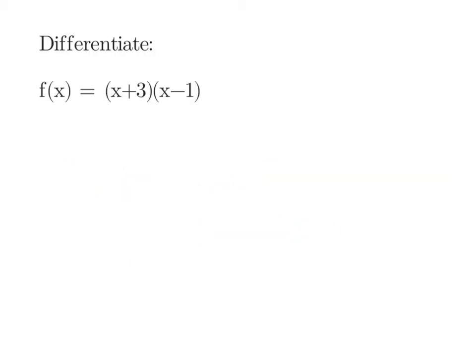So let's practice using it. We want to differentiate f of x equals x plus 3 times x minus 1. Now, obviously, we wouldn't use the product rule to do this because we could rewrite f of x as x squared plus 2x minus 3. Then finding the derivative of f of x is ridiculously easy. We use that power rule there, 2x. And then the derivative of 2x, the next term, is just going to be 2. But let's see if we can get that by using the product rule.